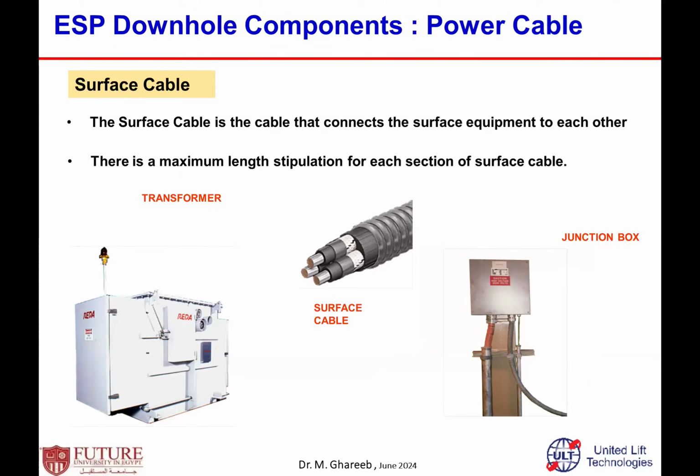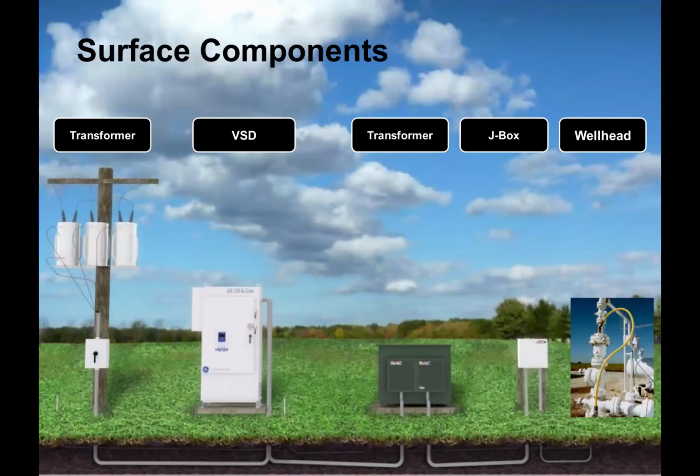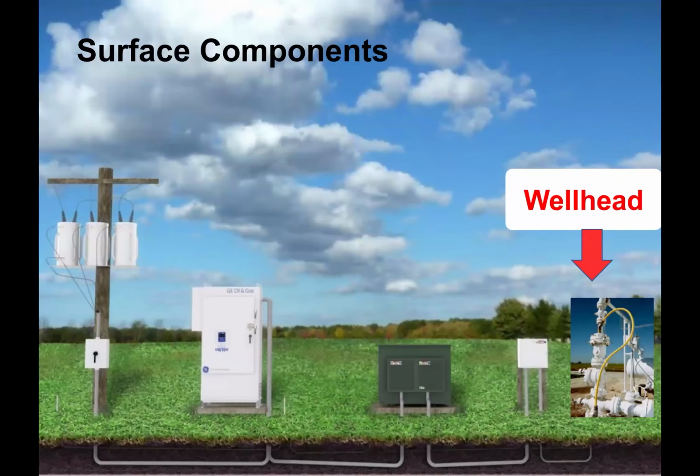What are the surface components for the ESP? This is just a general layout of the surface components of the ESP. Starting from the wellhead of the ESP, it is a very simple wellhead, a Christmas tree. This is the main part of that. Plus, there is a special tubing head spool with a certain hole and certain connection to allow the cable to pass from the surface to the well, with certain techniques or certain parts used for this.